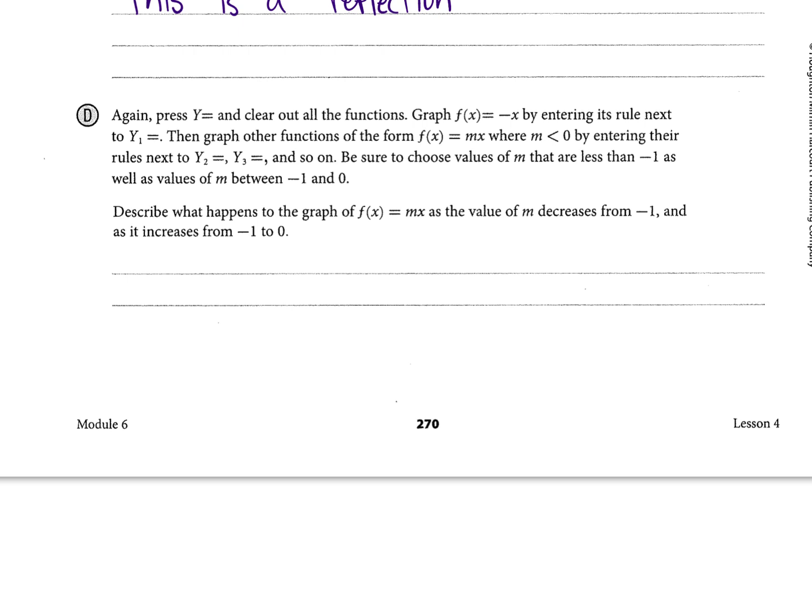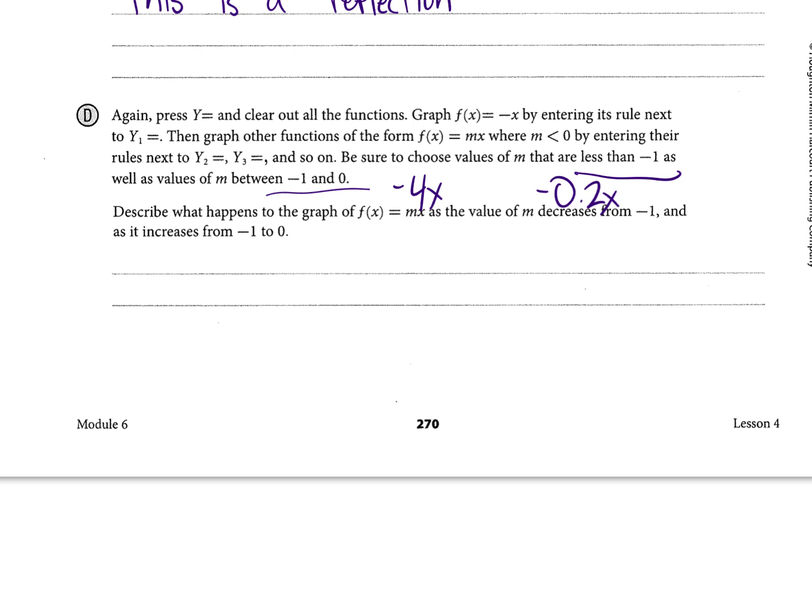Again, press y equals and clear out those two things. Now we are going to enter negative x in the y1 line. In the y2 line, it says to use something that is less than -1. So I'm going to use -4x. And in the y3 line, it says to use a slope that's between -1 and 0. So I will use -0.2x. You can pick other numbers, but we're just trying to get an idea of what's happening with these lines. Then click the graph button so you can view those lines.